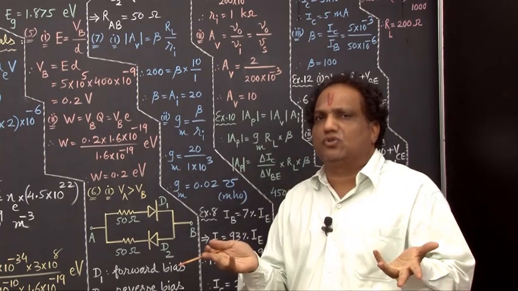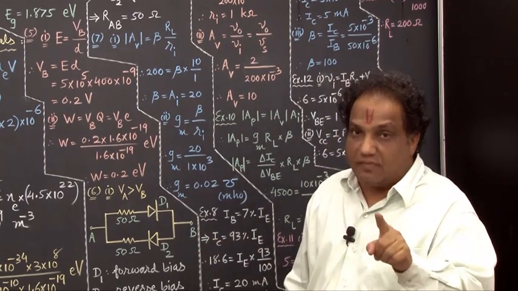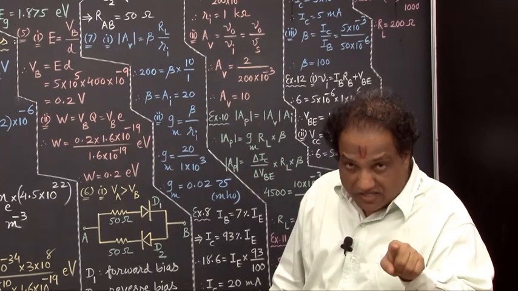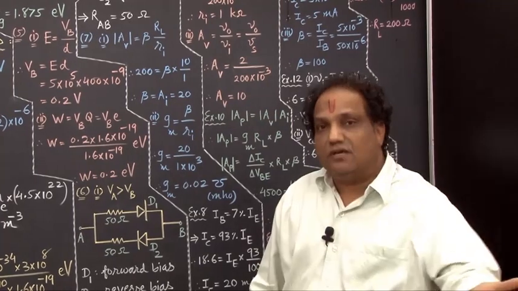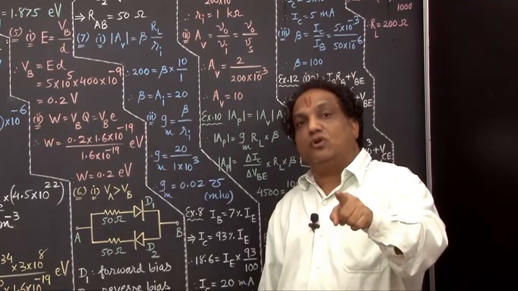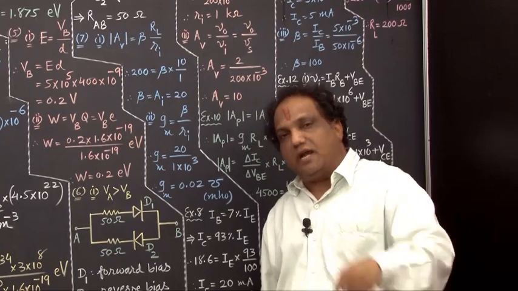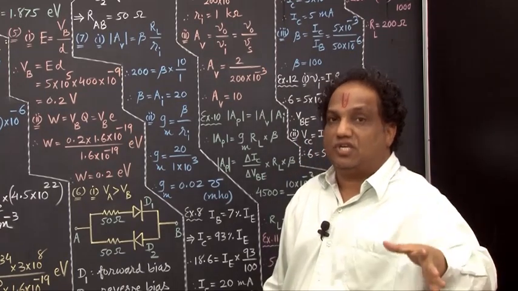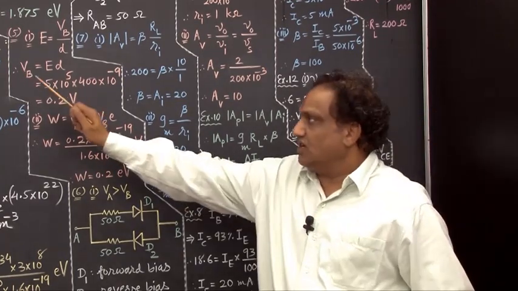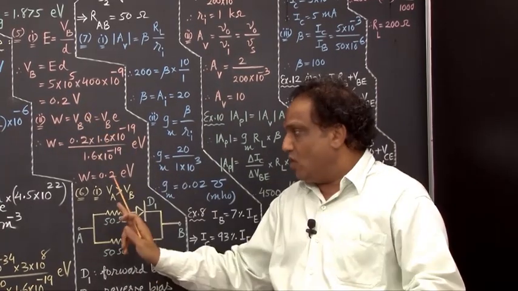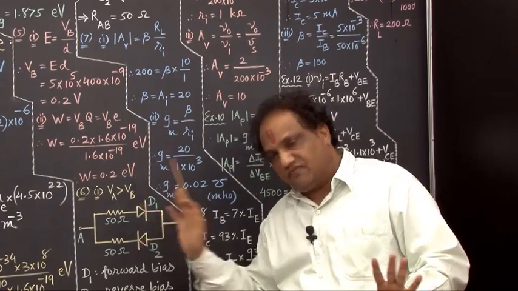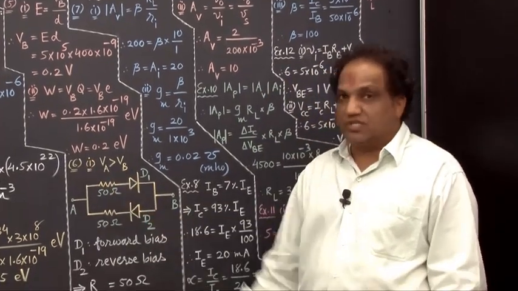Correct? And as such also I have told you many times, as many volt potential difference, that many electron volt energy. Repeat, as many volt potential difference, that many electron volt energy or work. If potential difference is 0.2 volt, then corresponding work or energy would be 0.2 electron volt. Correct? Fine. Now read number 6.